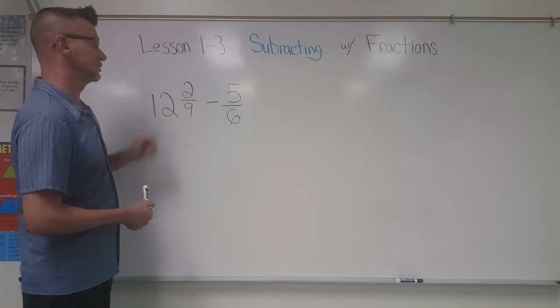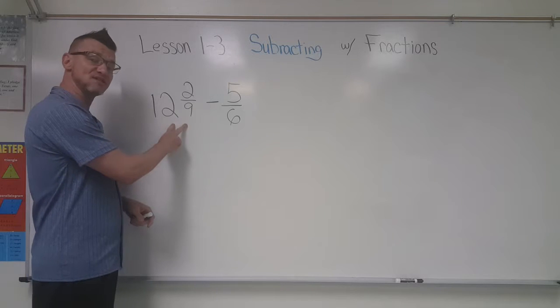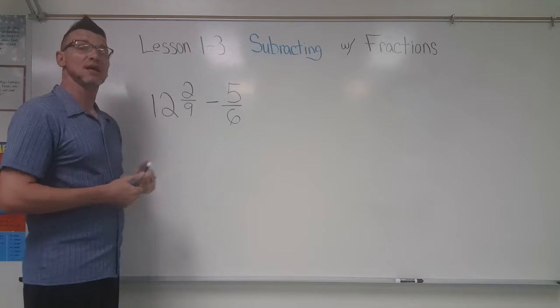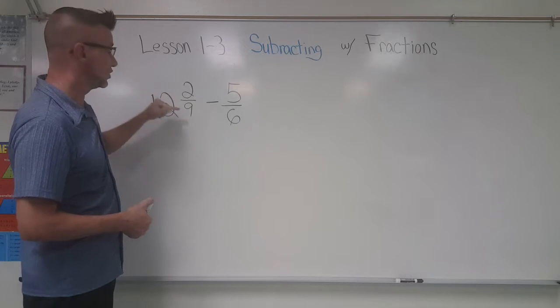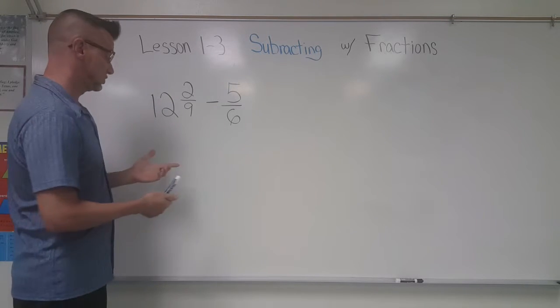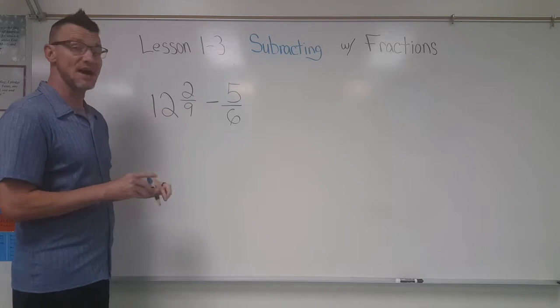So we have 12 and 2/9 minus 5/6. Before we can do anything, we need to make this mixed number into an improper fraction. An improper fraction means the numerator is going to be larger than the denominator. So to do that, the first thing we need to do is multiply the denominator by the whole number.